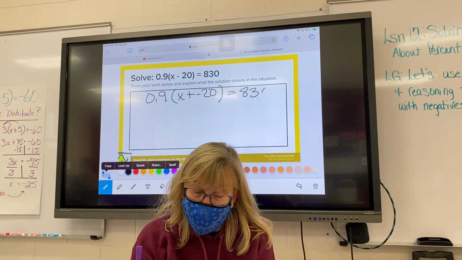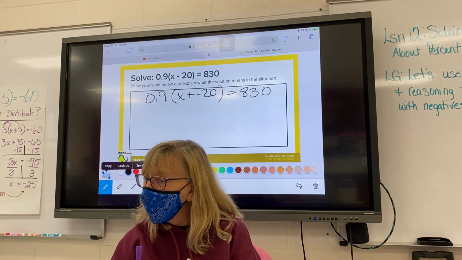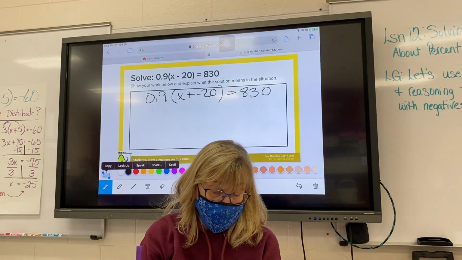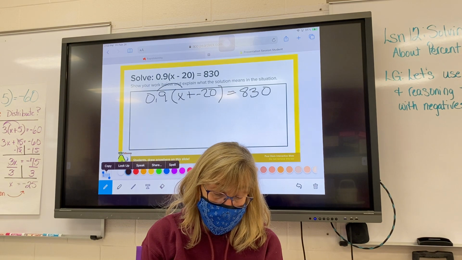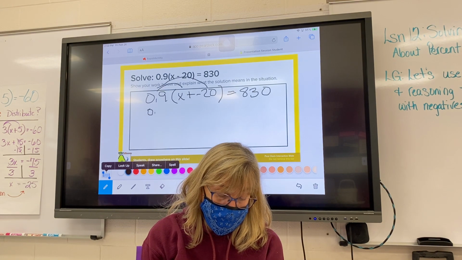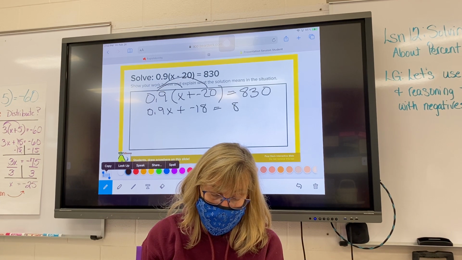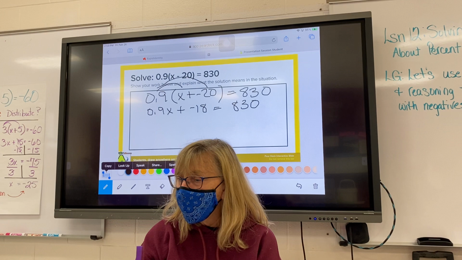Now it looks like most of you distributed, which is fine. You can do it either way. And it looks like most of you did this. So you got 0.9x plus negative 18 equals 830. I'll do it the other way in a minute.